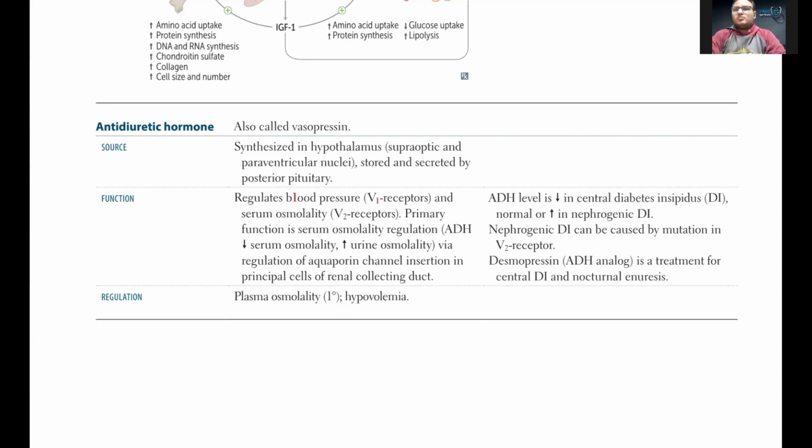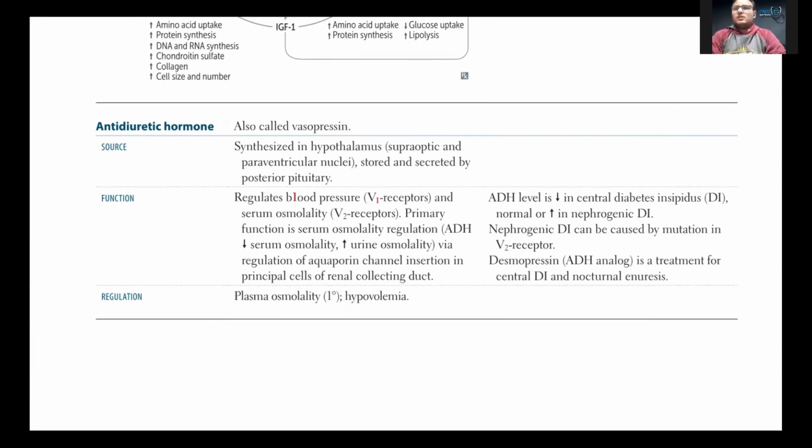Antidiuretic hormone is also called vasopressin. We discussed in the physiology of the pituitary that these hormones are produced in the hypothalamus, in the supraoptic and paraventricular nuclei, and stored in the posterior pituitary. Super high yield MCQ number 1: where is the production site of antidiuretic hormone and the other hormone, oxytocin? They are produced in the supraoptic and paraventricular nuclei, and secreted by the posterior pituitary. The protein that carries these hormones from the hypothalamus to the posterior pituitary is neurophysin.